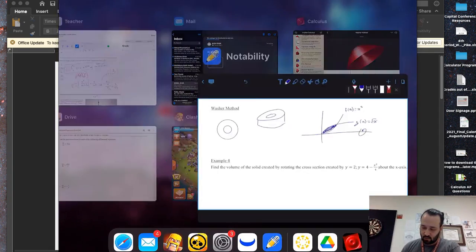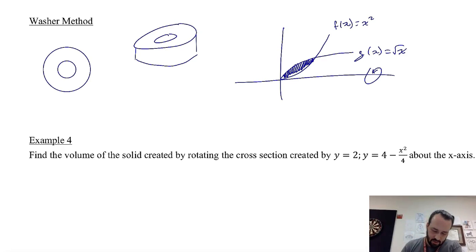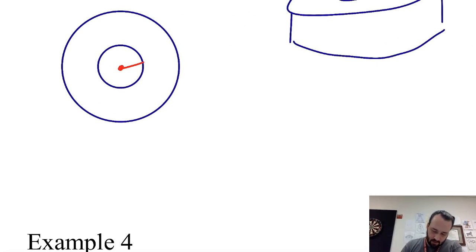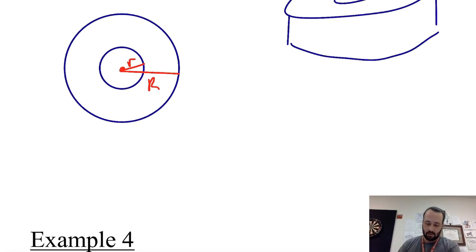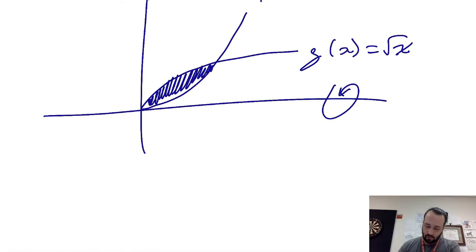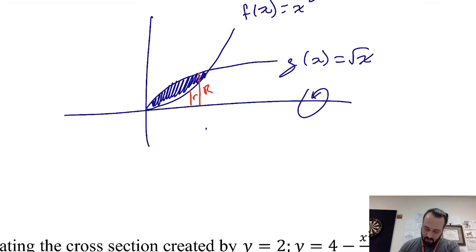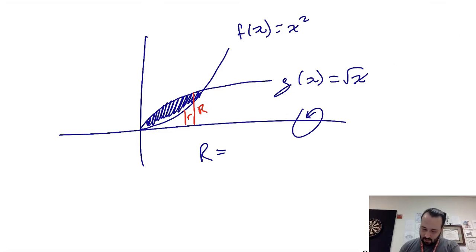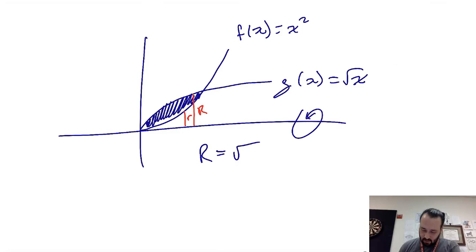And the way that I can do that is with the washer method, because essentially what is happening here is there is a radius, a small radius, that I have taken out the volume of, and there is a big radius that represents the overall distance to the outside. So with this one, we're going to need to think about both radii here. And in order to do this, I think about what I call the big R and the little r. In this case, the big radius is what? Square root of x. And the little radius is x squared.